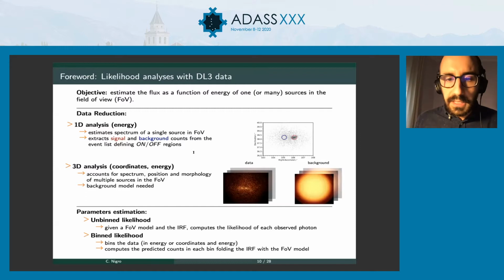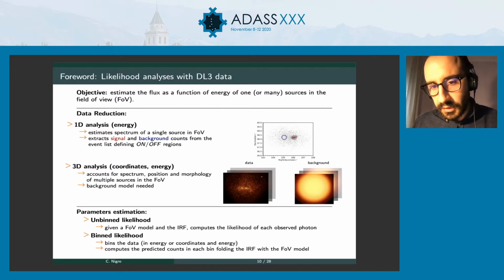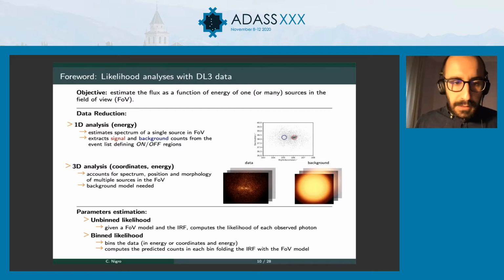Or you can do a 3D analysis. So you will bin your data in right ascension, declination, and energy. You can see this image of a cube of an event list. But in this case, to perform the following analysis, you would also need a background model of your instrument, because in this case, you will not be able to estimate the background directly from your data.